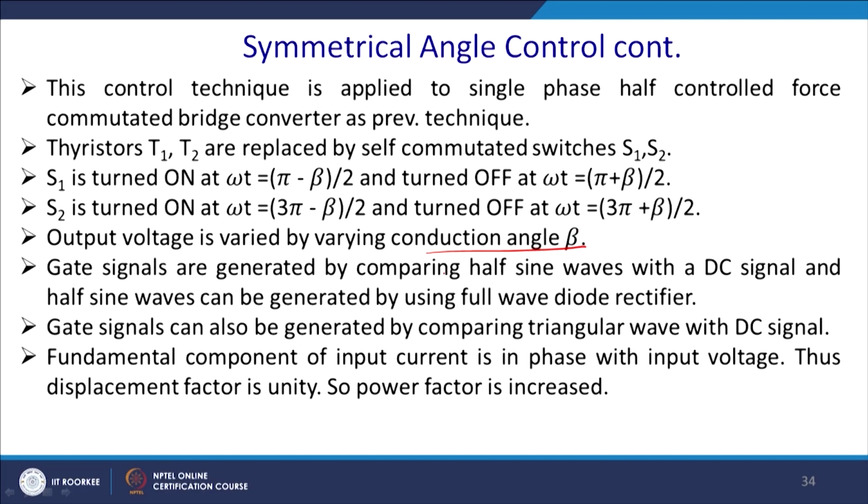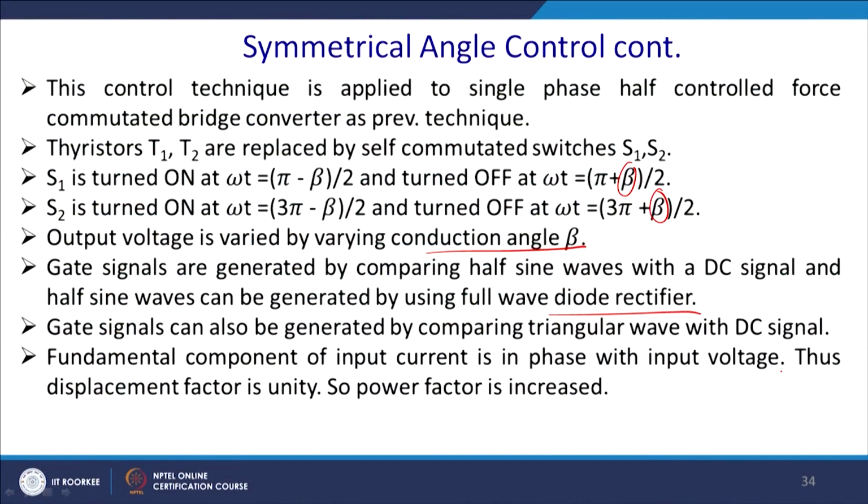Gate signals are generated by comparing a half sine wave of the DC signal, and the sine wave can be generated by using a full wave rectifier, either of it. The gate signal can be generated by comparing the triangular wave with the DC voltage, and the fundamental component of the input current is in phase with the input voltage, or you can change it if you wish, with a little change of these values. Thus the displacement power factor is unity. So, the power factor is also improved here.